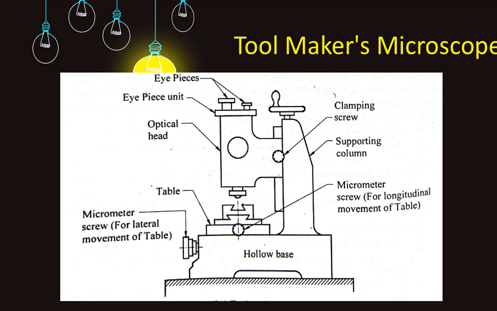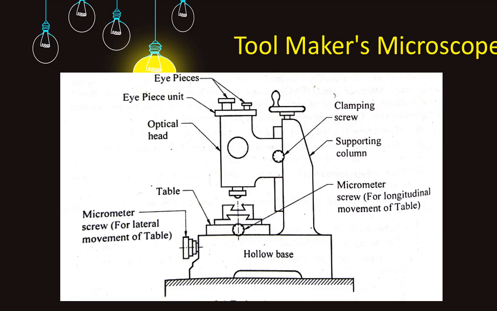This table can be rotated through 360 degrees, and the angular rotation can be read by a fixed vernier with a scale of 3 minutes. The optical head is mounted on a vertical column and can be moved up and down and focused over the work. The clamping screw is provided to clamp the optical head at any desired position. At the top of the optical head, the eyepiece unit carries different eyepieces, any one of which can be used at a time.